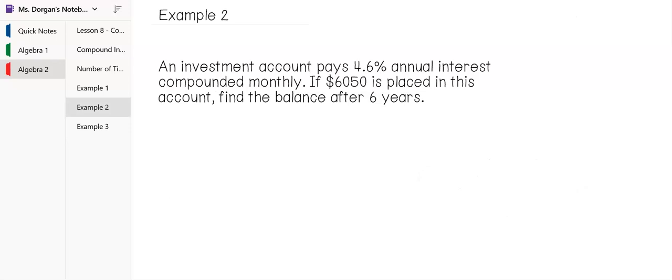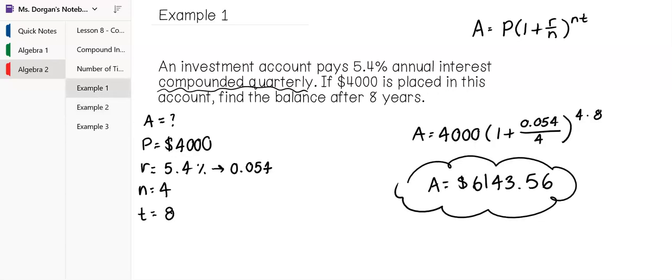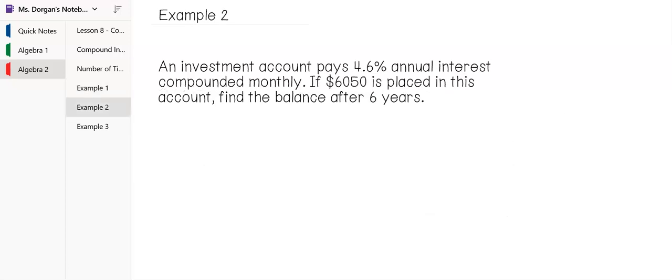Okay, so our next problem, it says an investment account pays 4.6 annual interest compounded monthly. If $6,050 is placed in the account, find the balance after 6 years. So I encourage you guys to pause the video and try this problem on your own. It looks very, very similar to this problem here. Obviously, the numbers are a little different, and then also pay attention to how in this problem it now says compounded monthly. That is going to change your N value. So again, go ahead and pause, solve this, and then come back and I will show you guys how it's done.